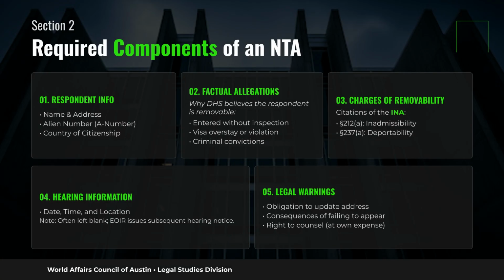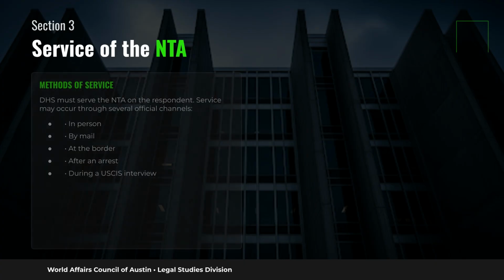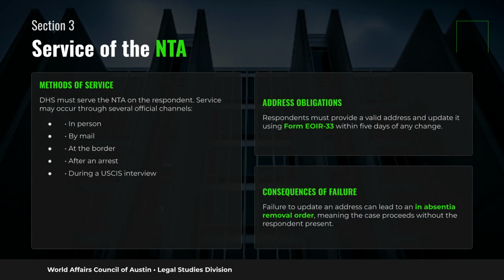The NTA must contain several required components. These include respondent information, factual allegations detailing why the respondent is removable, and specific legal charges of removability under the INA. The NTA must be formally served on the respondent, which can happen in person, by mail, or at the border. Respondents have an obligation to update their address using Form EOIR-33. Failure to do so can result in an in absentia removal order.